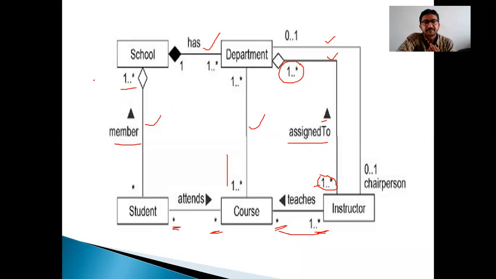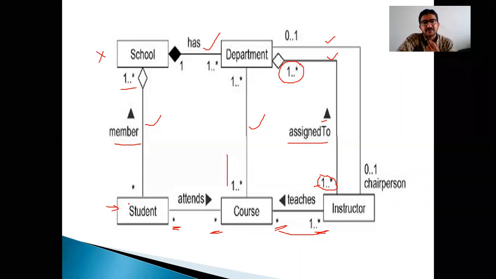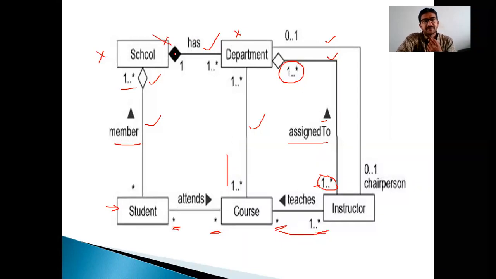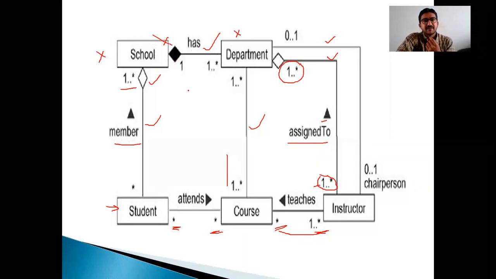If you see here, the student and the aggregation symbol. Student aggregate means what? If the school is closed, if the school is not there, students will still be there as alumni, right? So as alumni also, students will be there. That's why it uses aggregation. Here, if the school is closed, there is no more department. That's why it uses composition. This is a composition relationship, right?